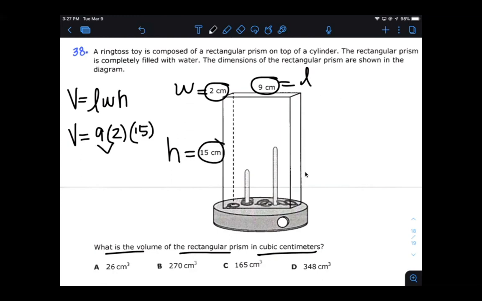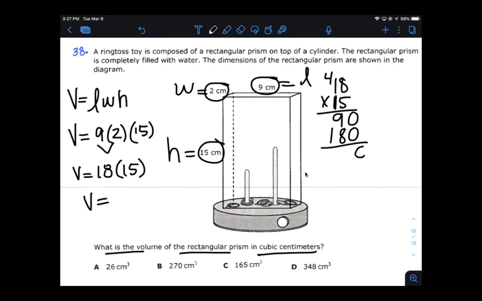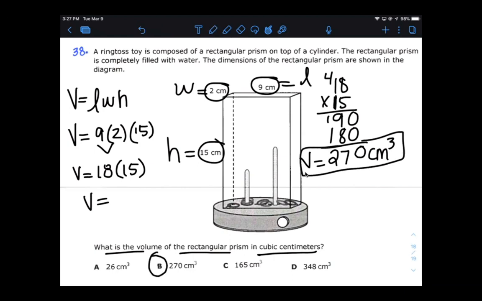So 9 times 2, I have 18. And then 18 times 15. And volume will be 18 times 15. 5 times 8 is 40. Carry 4. 5 times 1, 5, and 4, 9. This is not a 1, it's a 10. So I put the 0. 1 times 8, 1 times 1, 17. So our volume is 270 cubic centimeters. So we have that, letter B. There you go, problem 38 done.